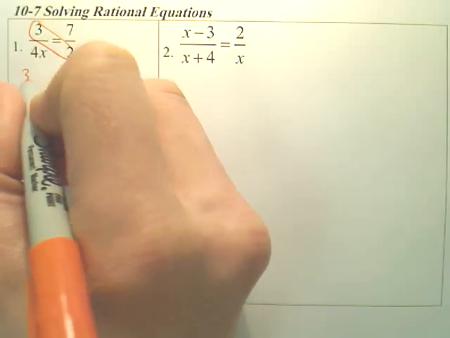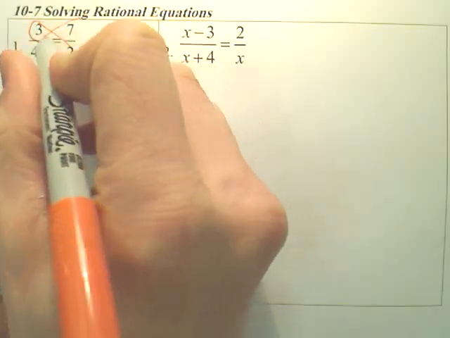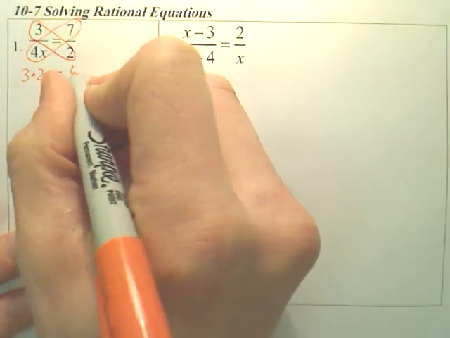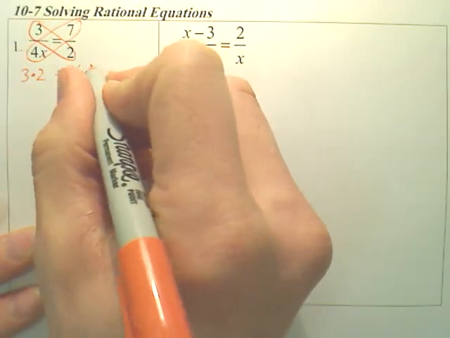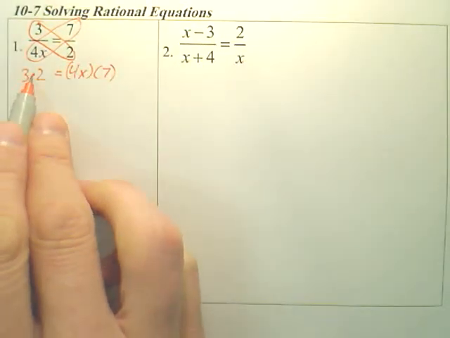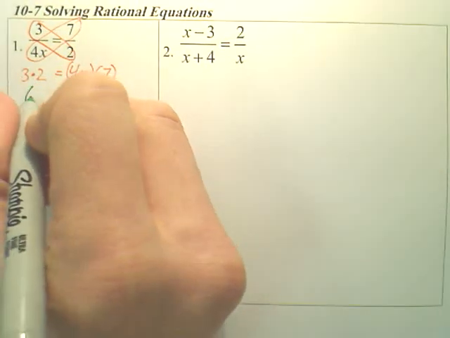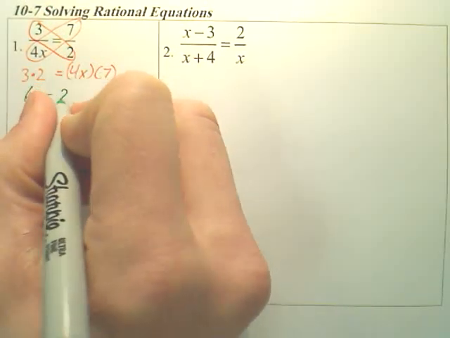So you got 3 times 2 equals, and you multiply this across. Well, you got 4x times 7. You can either multiply with a dot or parentheses. Either way works. So once we do that, we get a 6 over here, and 4 times 7 is 28.